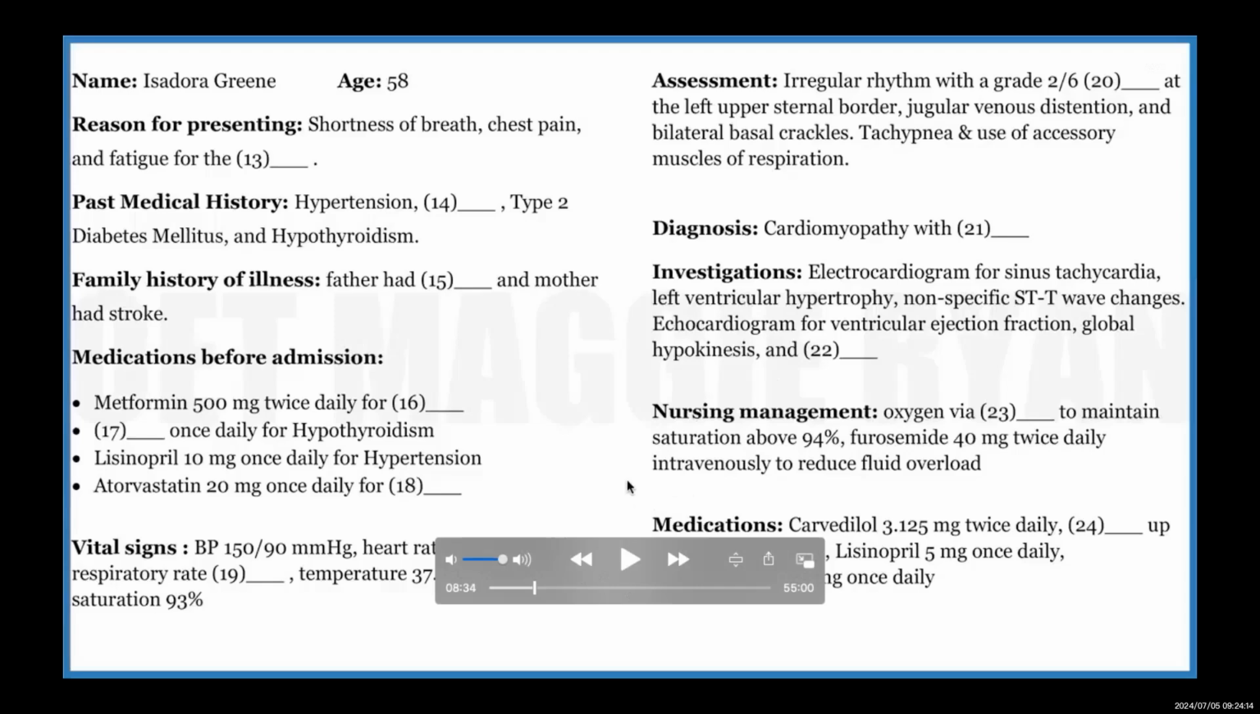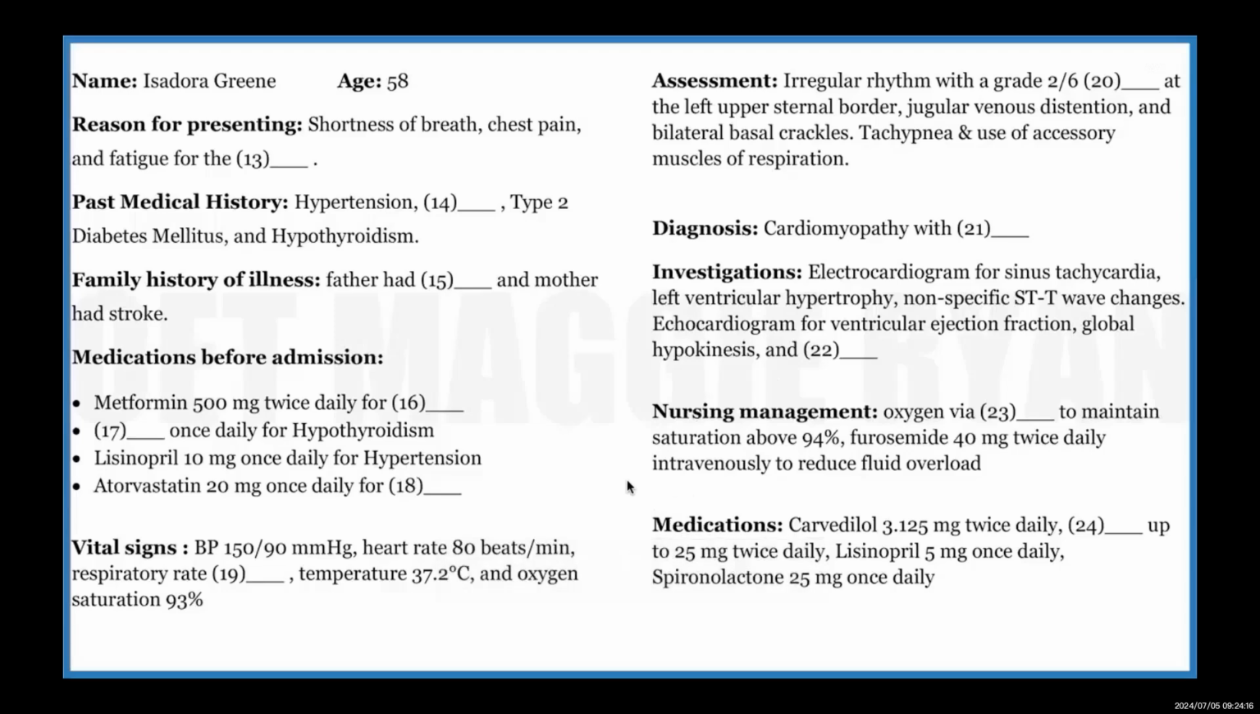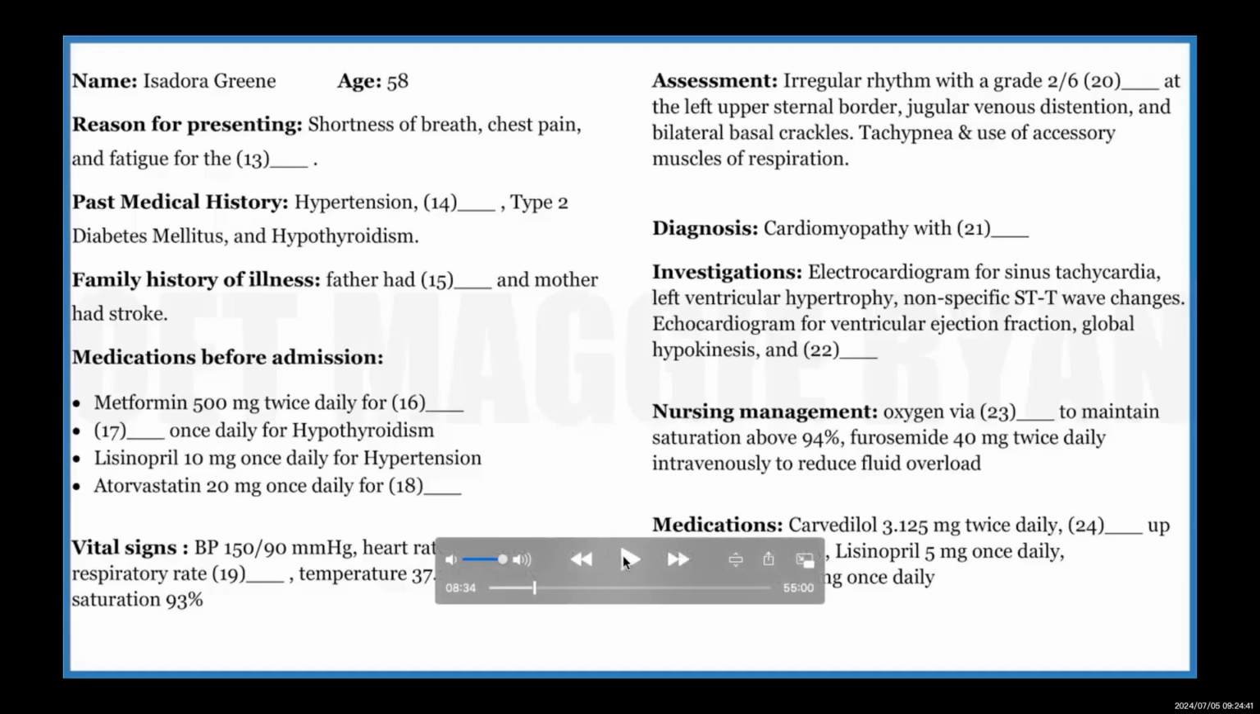How many answers did you find by now? Number 13, past week. Very good. Number 14: hyperlipidemia. Correct. And number 15? Myocardial infarction. That's right. Okay, let's move on.